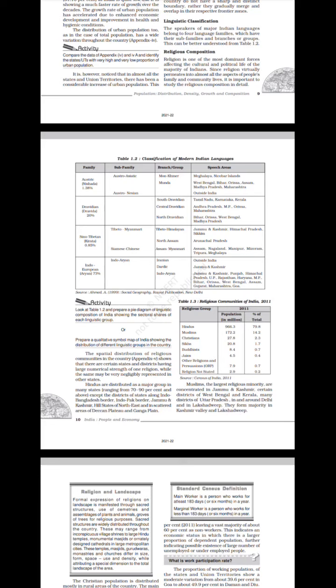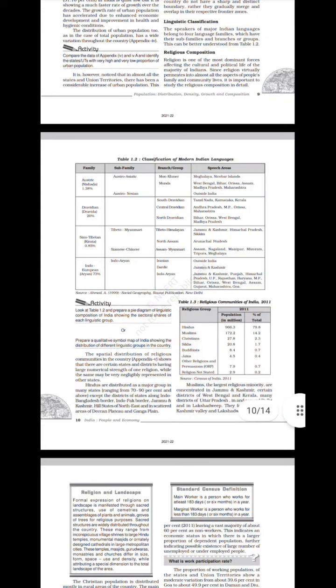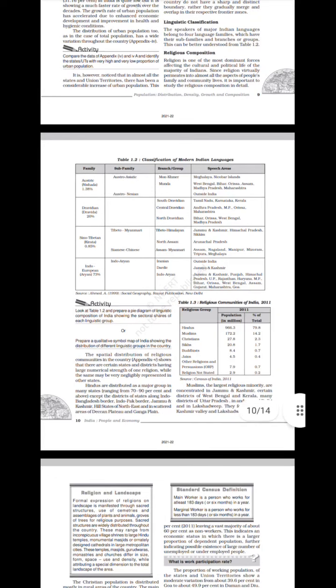Sino-Tibetan, Kirata 0.85%: Tibetan Myanmar, Tibetan Himalaya, Jammu and Kashmir, Himachal Pradesh, Sikkim, North Assam, Arunachal Pradesh. Siamese Chinese, Assam, Myanmar: Assam, Nagaland, Manipuri, Mizoram, Tripura, Meghalaya. Indo-European, Aryan 73%: Indo-Aryan, Iranian, outside India. Dardic: Jammu and Kashmir. Indo-Aryan: Jammu and Kashmir, Punjab, Himachal Pradesh, Uttar Pradesh, Rajasthan, Haryana, Madhya Pradesh, Bihar, Odisha, West Bengal, Assam, Gujarat, Maharashtra, Goa.